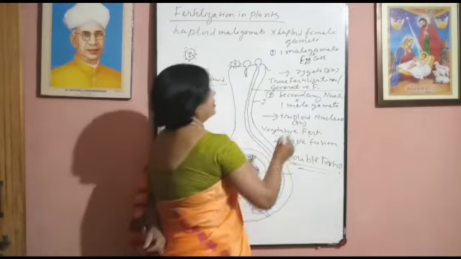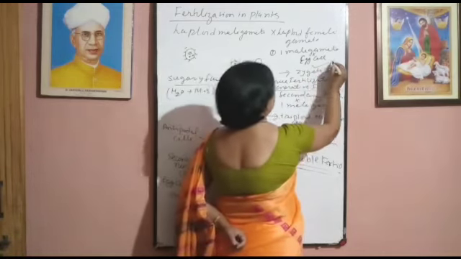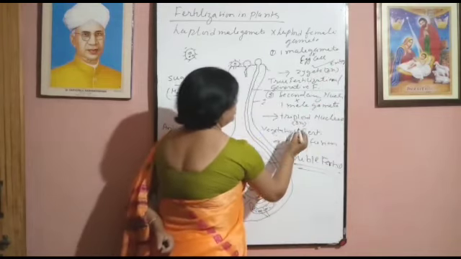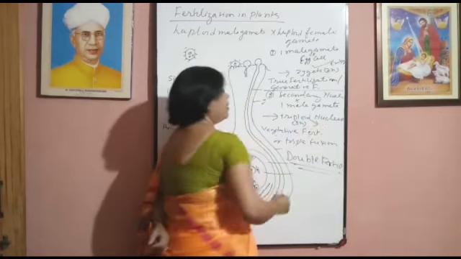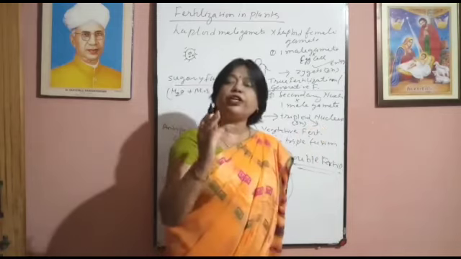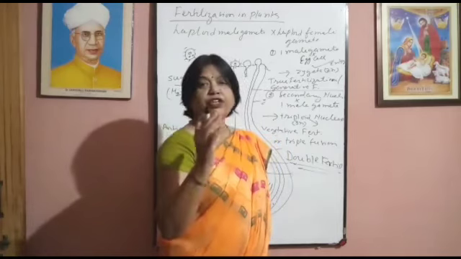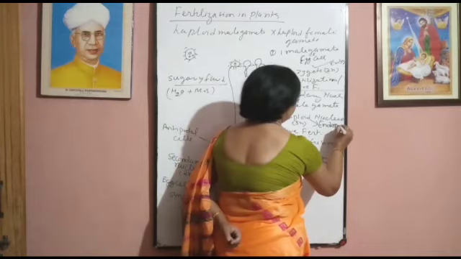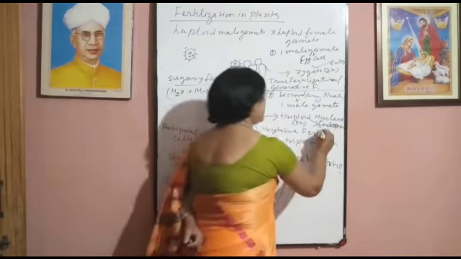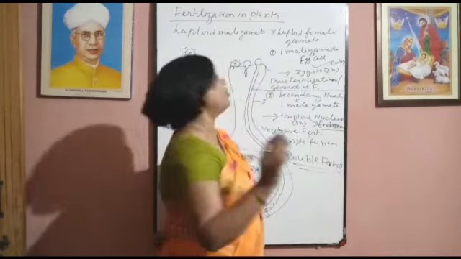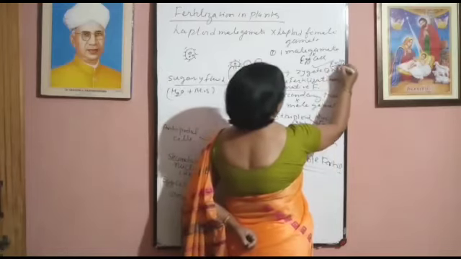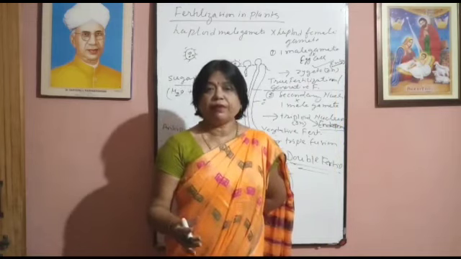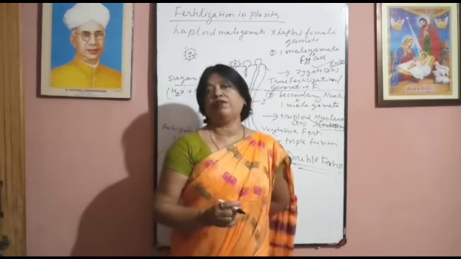After the fertilization, the zygote develops into the embryo, and this triploid nucleus develops into food storing tissue, and that food storing tissue is known as endosperm. This endosperm provides nutrition to the developing embryo. So in this way, fertilization occurs in flowering plants.